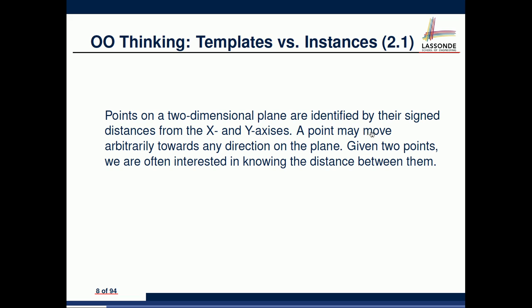A point may move arbitrarily towards any direction on the plane, which means it might move up, down, left, or right, or even diagonally. Given two points, we are often interested in knowing the distance between them. Let's say I'm given a point P1, and then I want to know the distance between P1 and P2. So we are trying to solve some simple problems on a two-dimensional plane, which you did, I believe, previously in your high school math. Okay, but we're going to try with something you're familiar with.